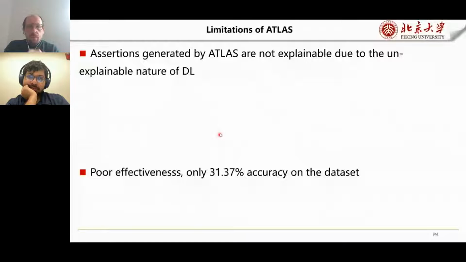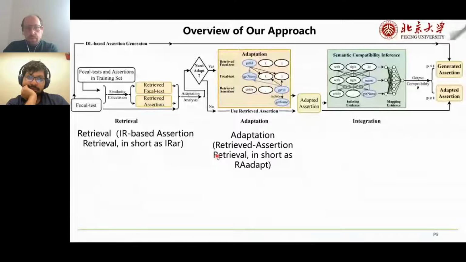There are two major limitations of Atlas. First, assertions generated by Atlas are not explainable due to the unexplainable nature of deep learning. Second, the effectiveness of Atlas is still poor. To address these limitations, we propose our approach. Our approach includes an IR-based approach and an integration approach.